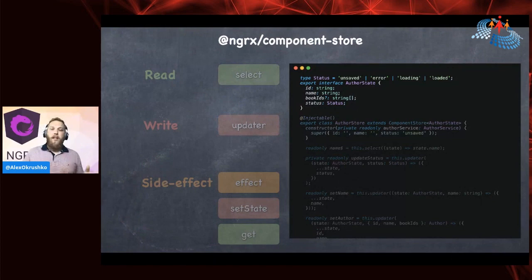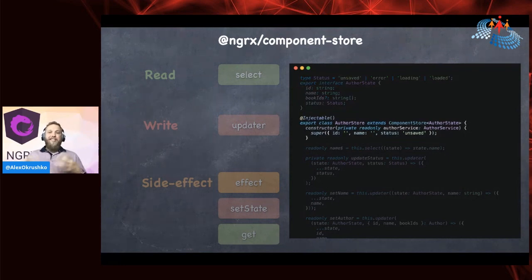So how do we write the component store? The typical way I see it written is first we need to tell it which kind of state it operates on. For example, we have different statuses: unsaved, error, loading, and loaded. We have an author state with an ID, name, books associated with this author, book IDs, and the status of the API to load the author state. This is the interface, the state that we'll be working with. Component store, unlike global store, is supposed to be very localized, so the scope of it is very different.